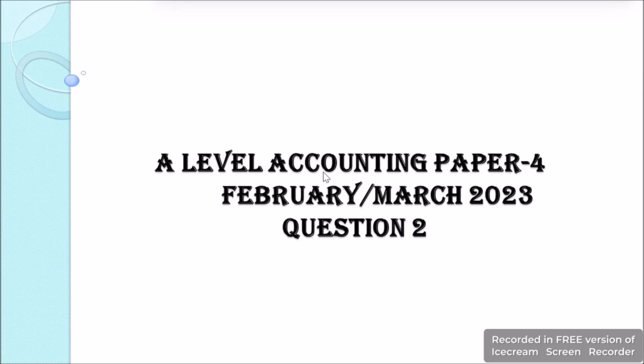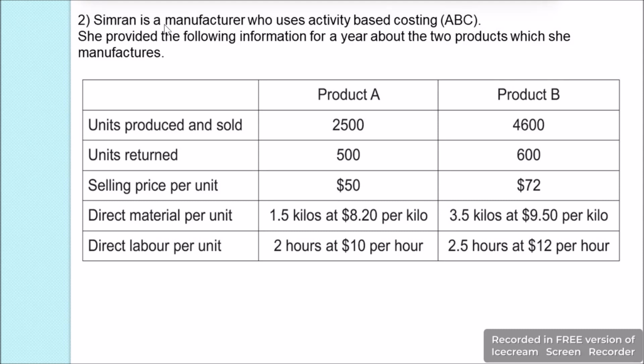In this video, we are going to do an A-level question from paper 4, Feb-March 2023, question 2. The question states that Simran is a manufacturer who uses activity-based costing, ABC. She provides the following information for a year about the two products which she manufactures, product A and product B.